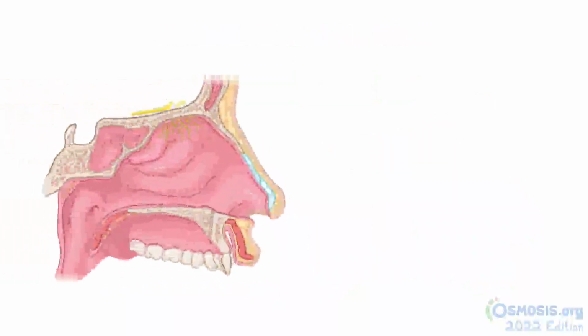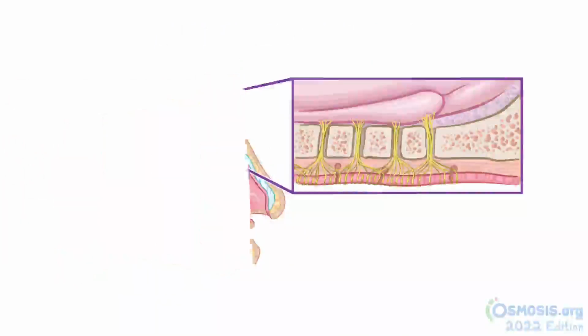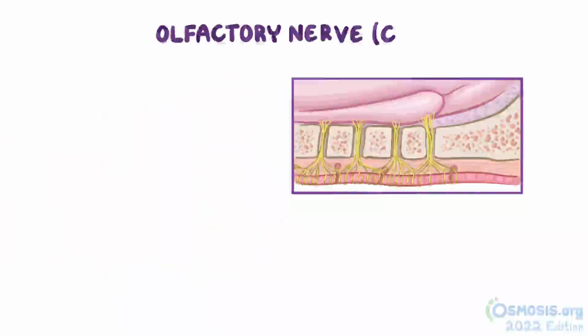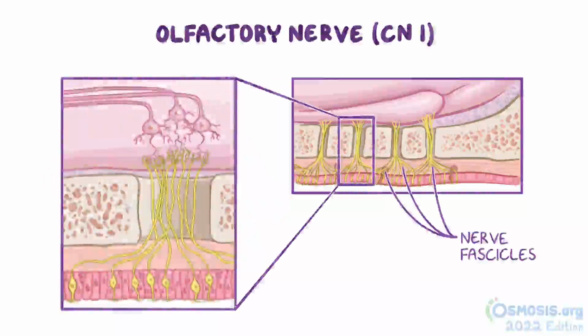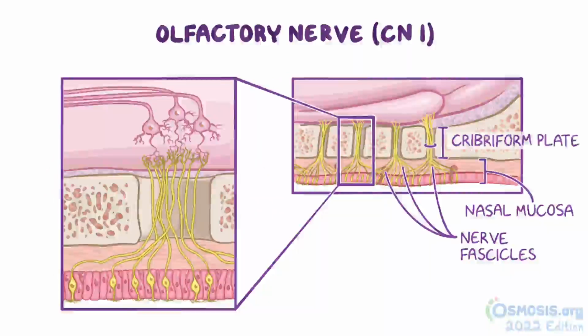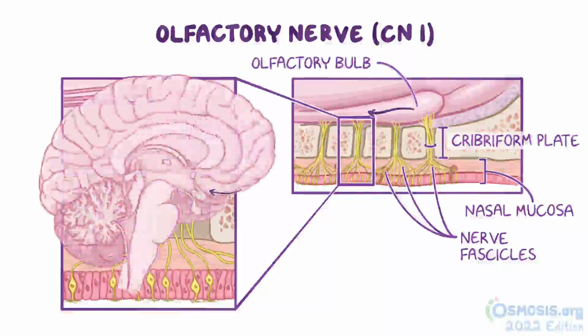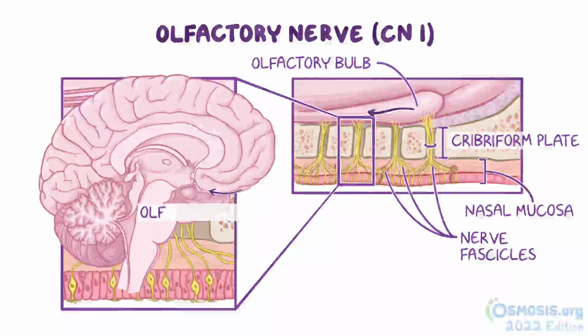This nerve is actually made of several small nerve fascicles, which arise from cells in the olfactory epithelium in the roof of the nasal cavity. These nerve fascicles bundle together and exit the nasal cavity through small perforations in the cribriform plate of the ethmoid bone in order to synapse in the olfactory bulb inside the cranial cavity. This information is sent back to the brain along the olfactory tract.